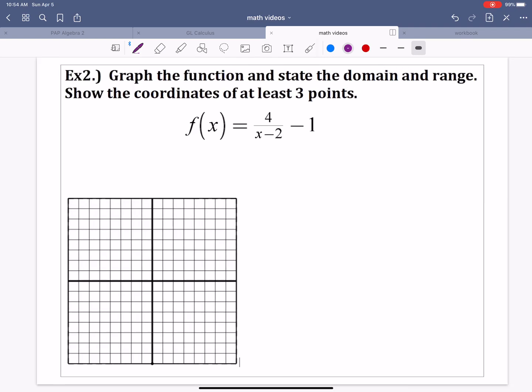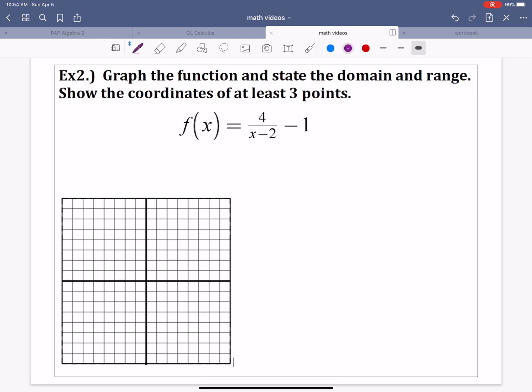Okay? So now, example 2, we're going to do it all together at once. We're not going to spread it out as much as we did that first problem. So here we go. Graph the function and state the domain and range. Show the coordinates of at least 3 points. Okay, so that just means that we're going to make a table and show at least 3 points in our table. Okay, so here's the plan.